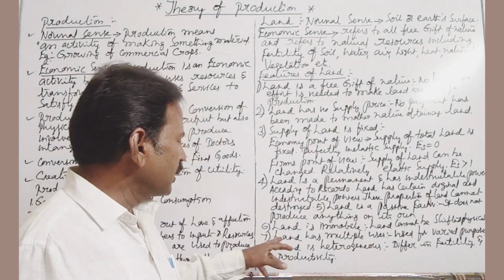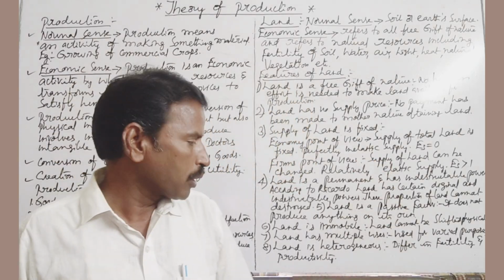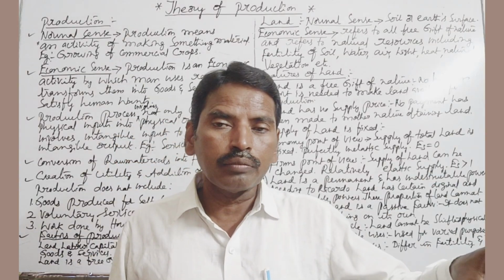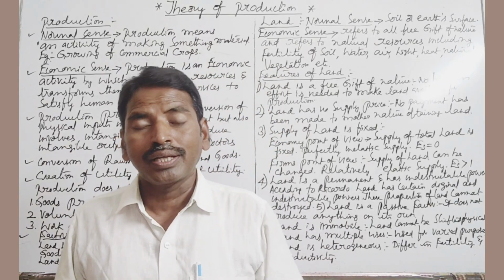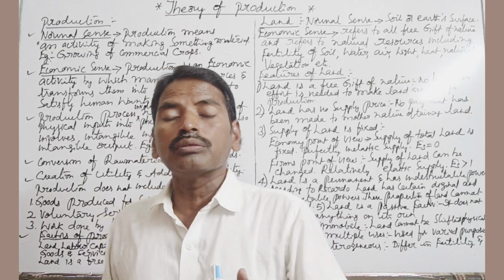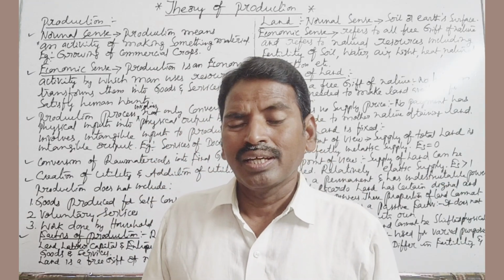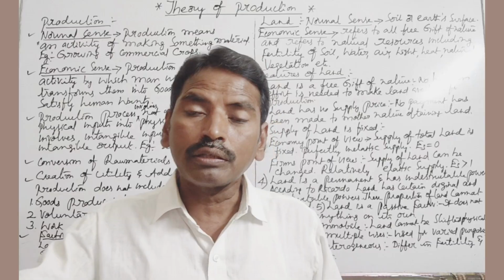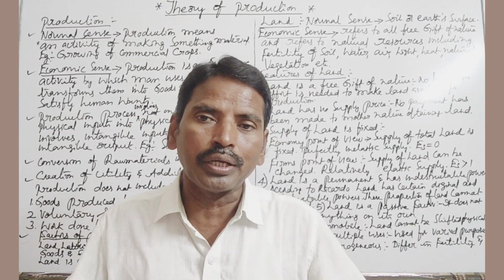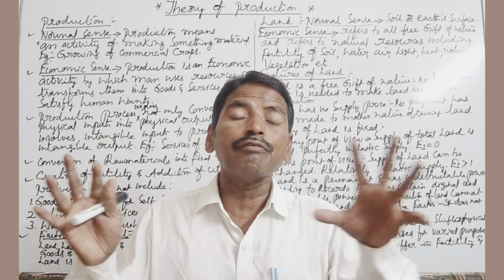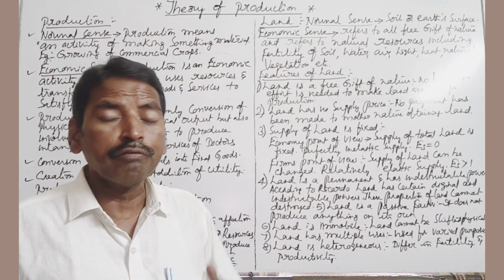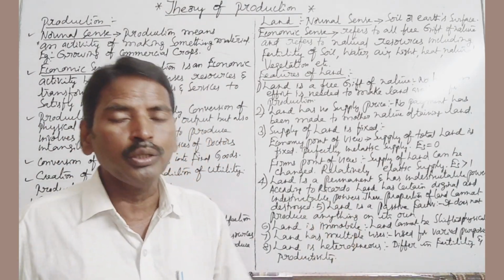Next, seventh one is land has multiple uses, used for varied purposes. Land can be used to raise food crops. Land can be used to raise commercial crops. Land can be used to construct a factory building, and even as a burial ground also. So land has different uses, it has multiple uses.